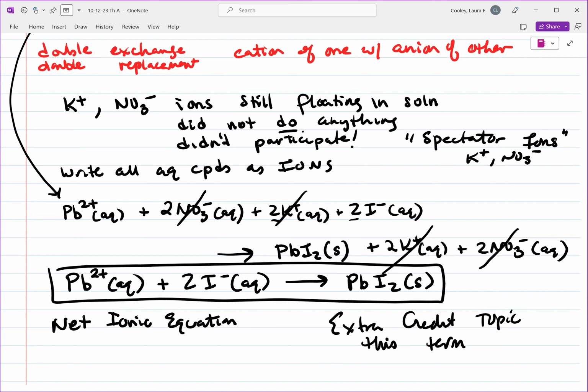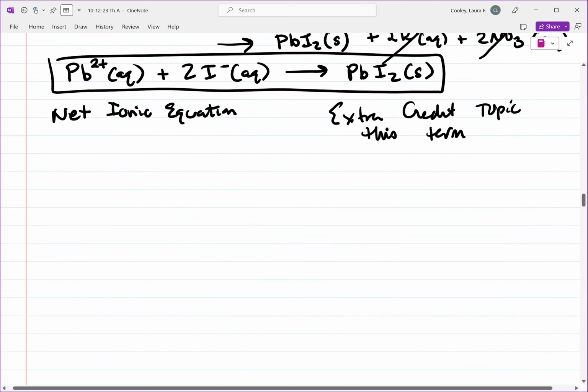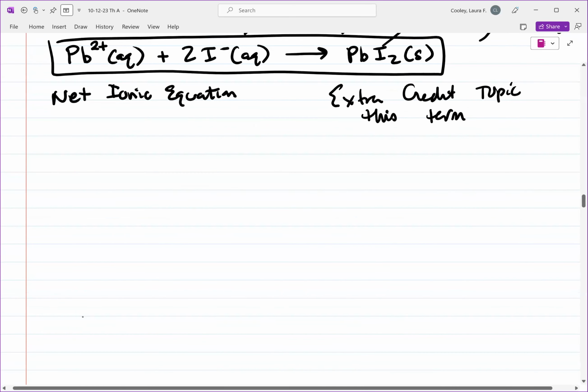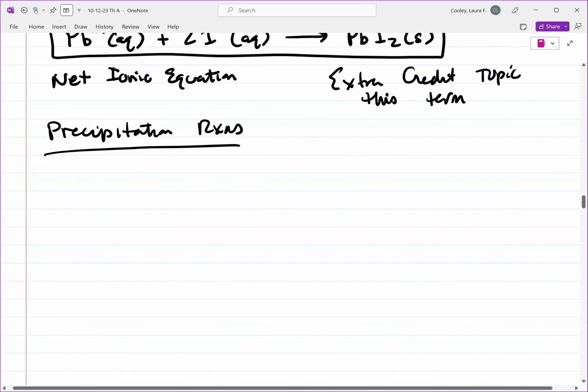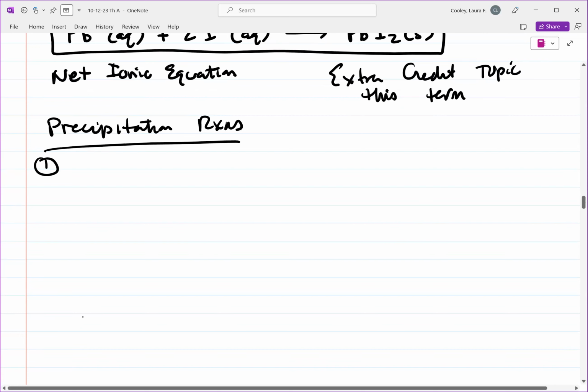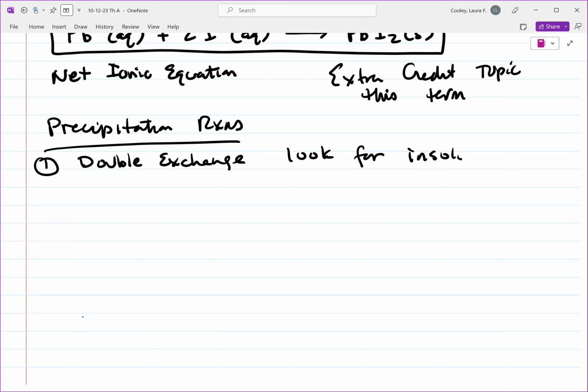All right. So let's go over what you have to do again to do a precipitation reaction. Which basically means you don't have to know how to do what I just did. So first, you can do double exchange. Right? And you're looking for an insoluble combination of plus and minus ions.